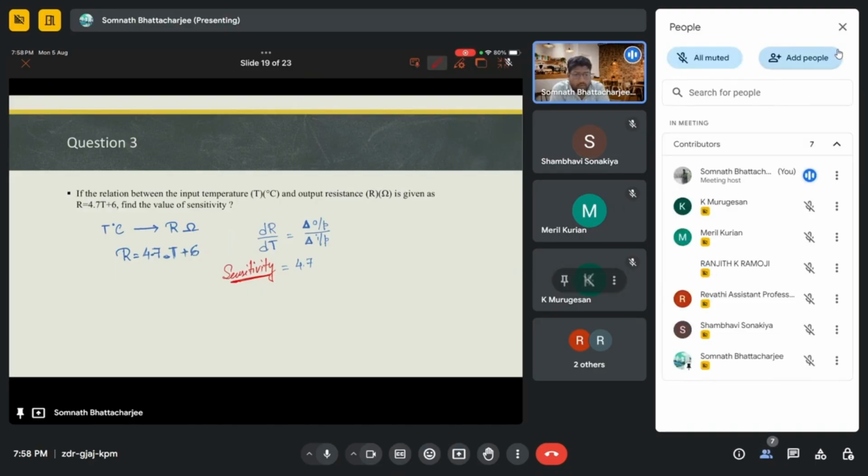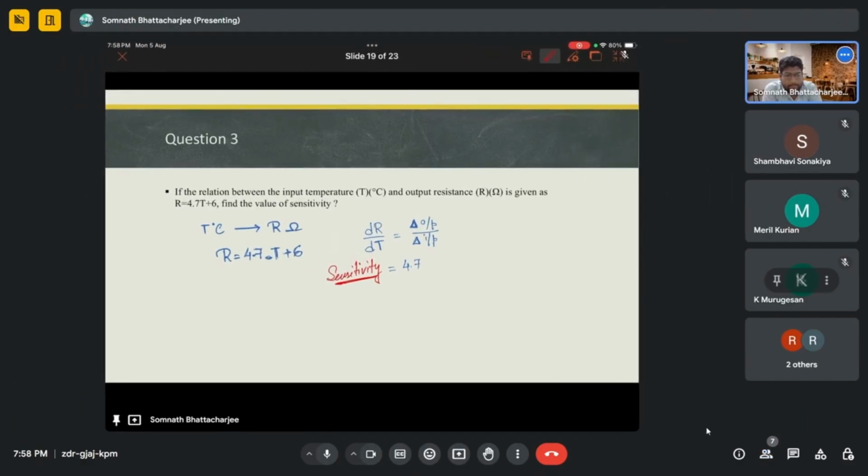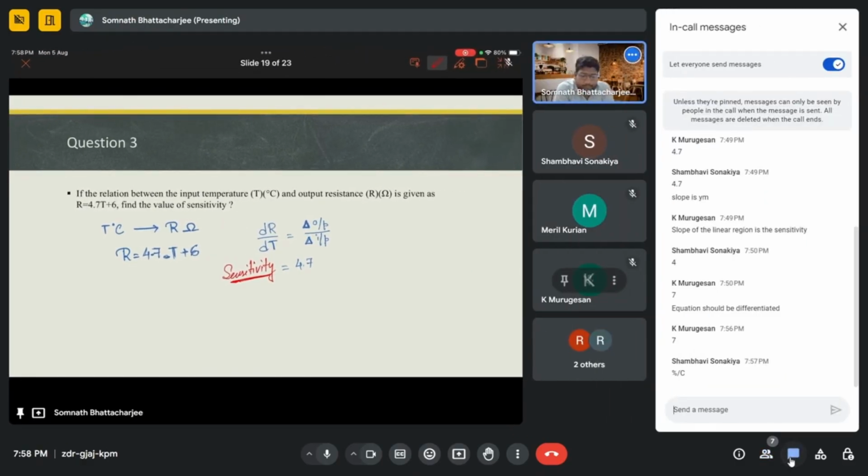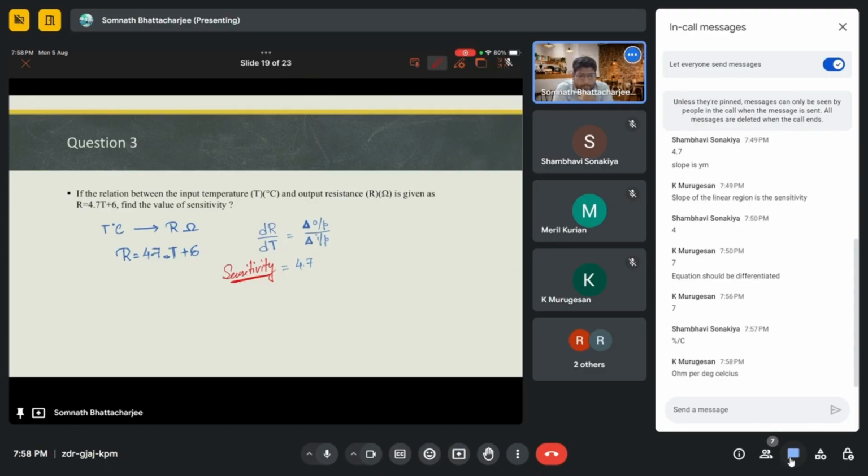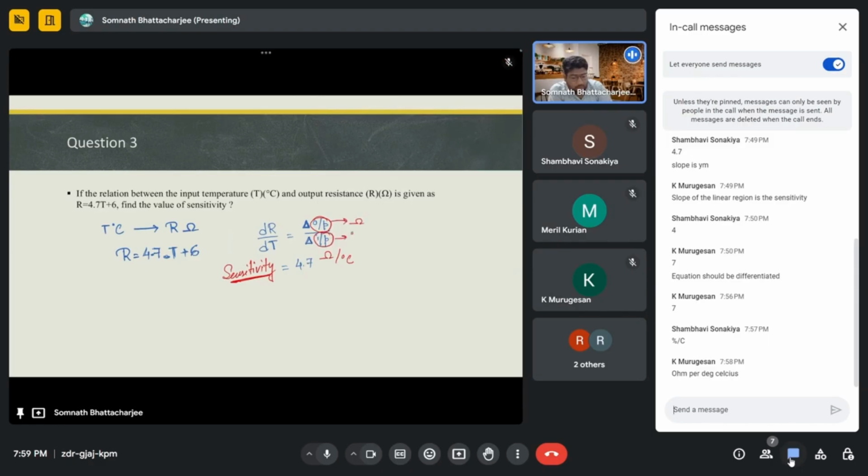Maybe others can try to answer as well. So what will be the unit in this case? Yes, it will be ohm per degree centigrade, because in case of output it was ohms or resistance, and in case of input it was degrees C.